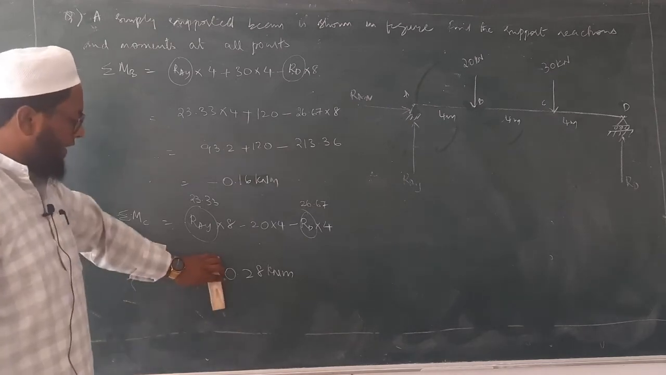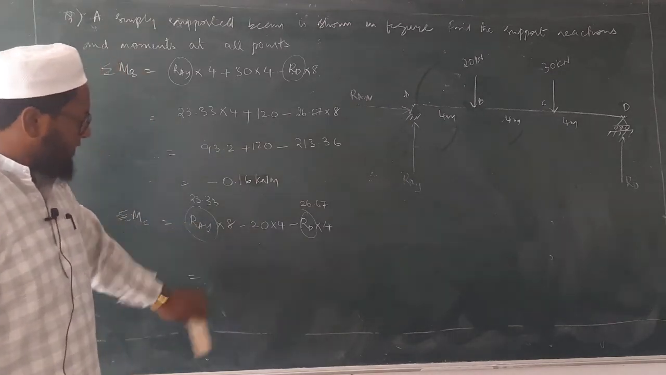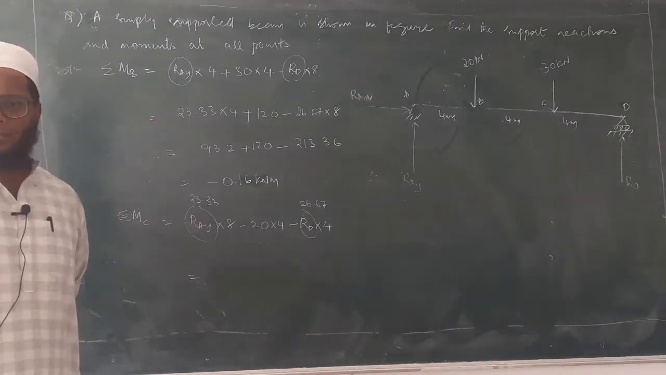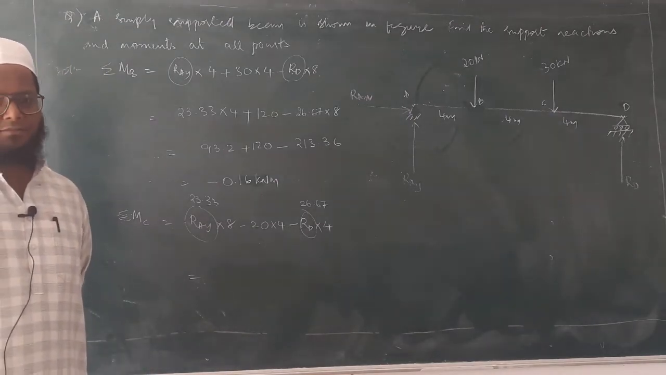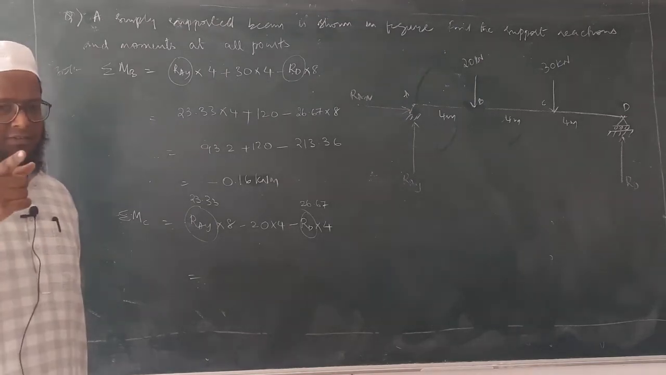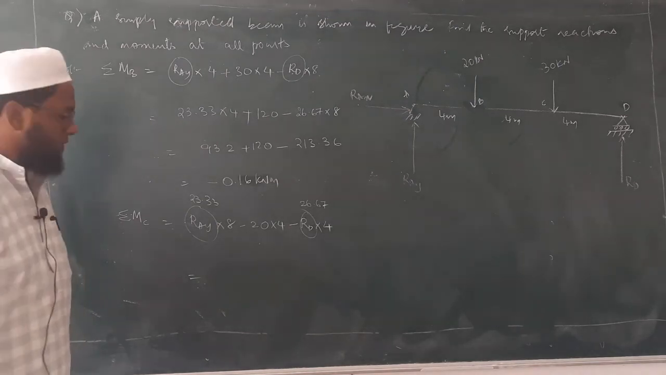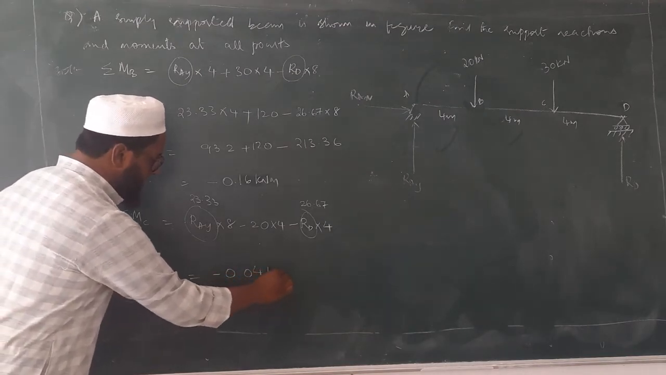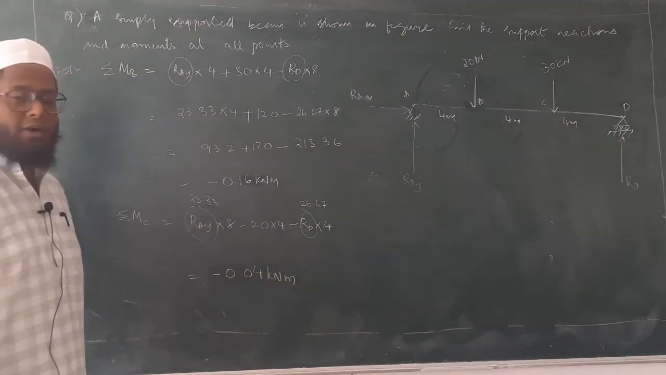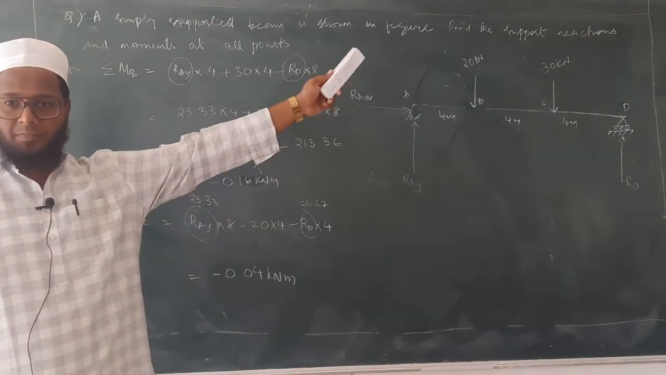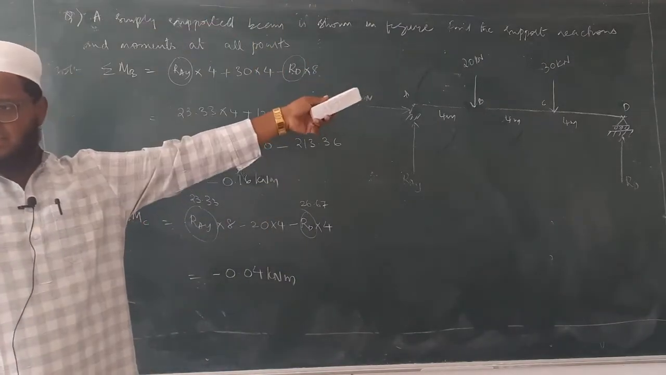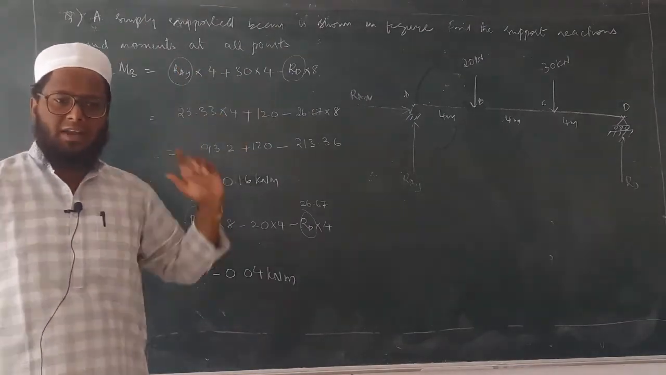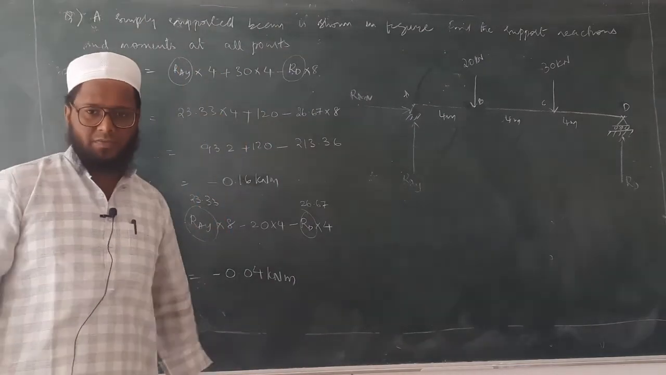Tell me the correct value. Any two people should get the same value. Okay. Anyways, approximately 0 kilonewton meter. What about moment at D? 0. Moment at D will be 0. Moment at A will be 0. But at the intermediate points, moment will exist. Small value will be there. Okay. Copy down.